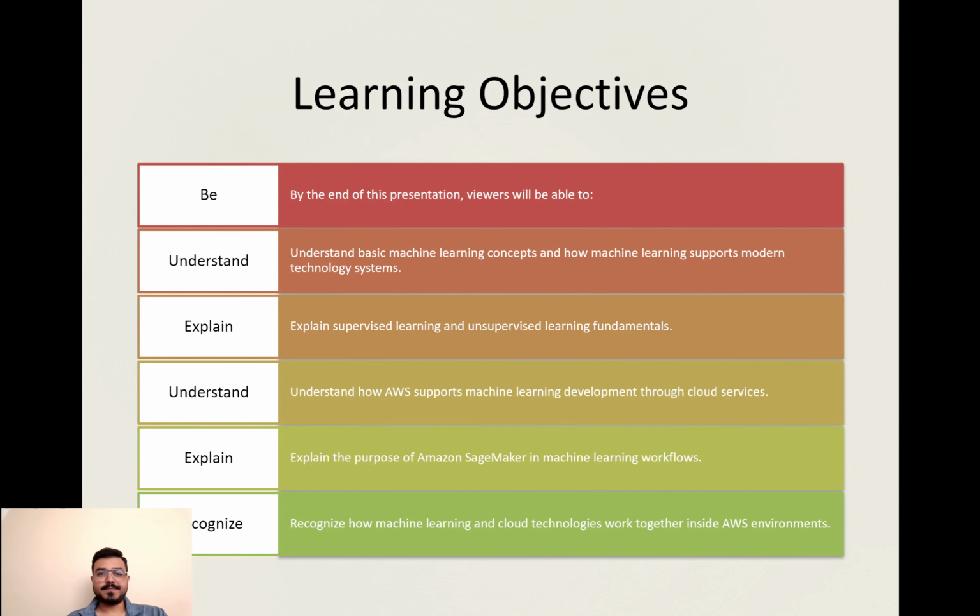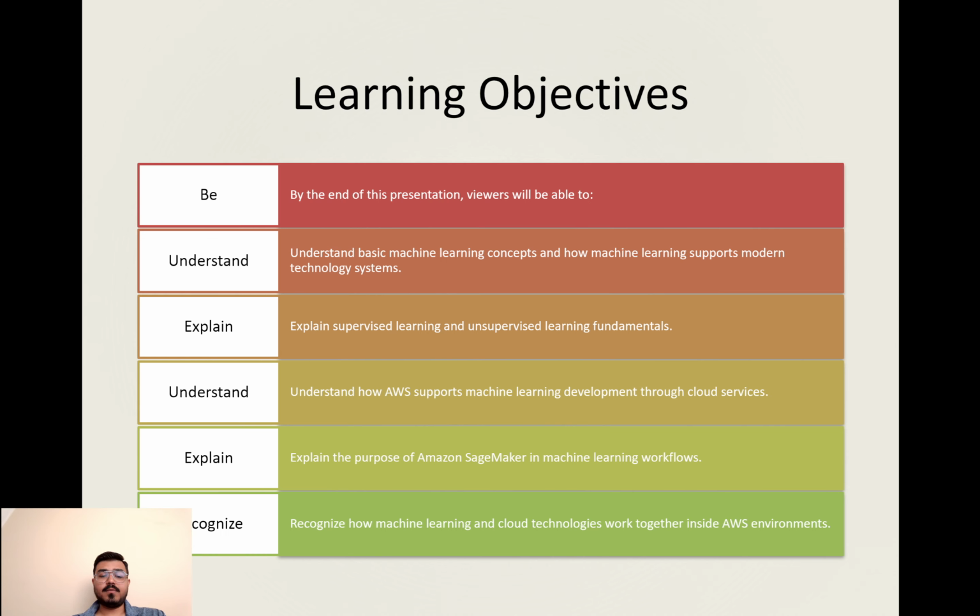So let's begin. Before we begin, let's review today's learning objective. By the end of this presentation, we will understand basic machine learning concepts and how machine learning supports modern technology systems. We will explain supervised learning and unsupervised learning fundamentals. We will also understand how AWS supports machine learning development using cloud services. Another objective is understanding Amazon SageMaker and its role in machine learning workflow. Finally, we will recognize how cloud technologies and machine learning environments work together inside AWS.